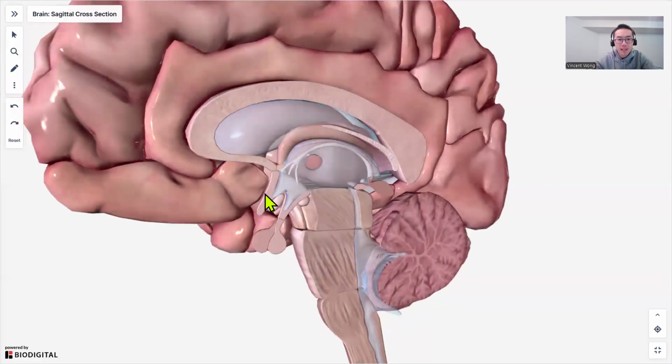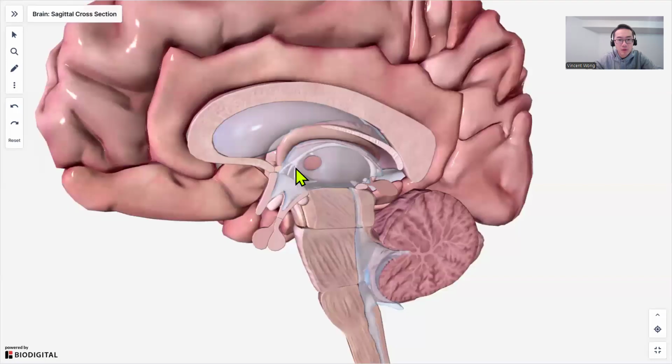And from that lateral ventricle, the CSF, the cerebrospinal fluid, is going to drain through the interventricular foramen.